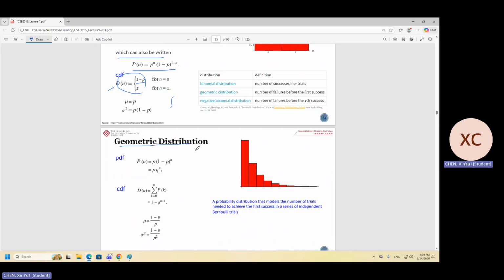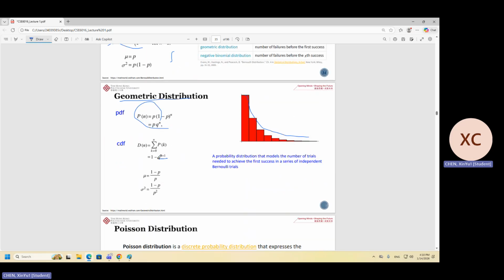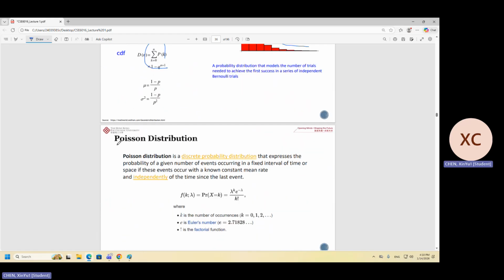Also, the geometric distribution here: you can see the geometric function is more skewed to the left side. So sometimes if your data is skewed to the left side, you can consider using the geometric distribution instead of the classical normal distribution. So this is the PDF and the CDF based on the integral of them. Okay, and the Poisson distribution is a discrete probability distribution.